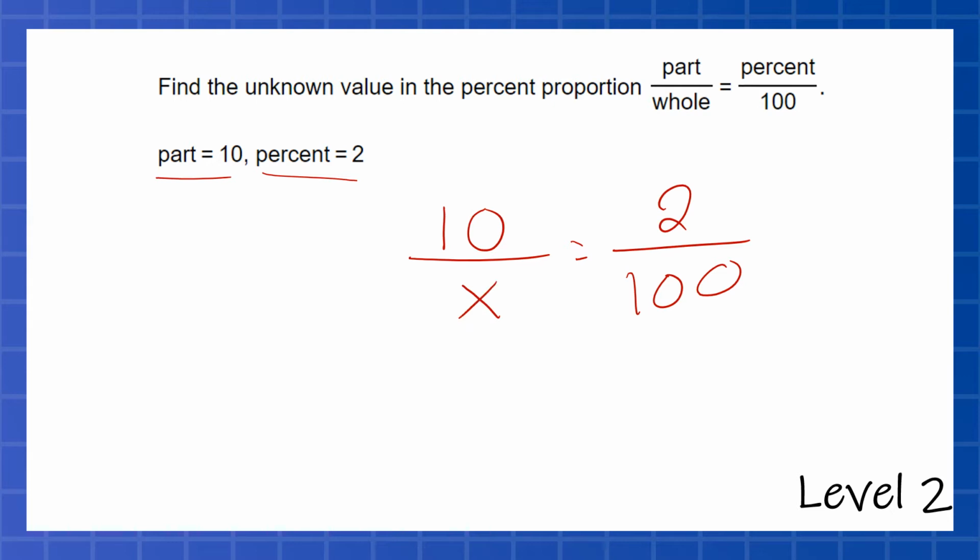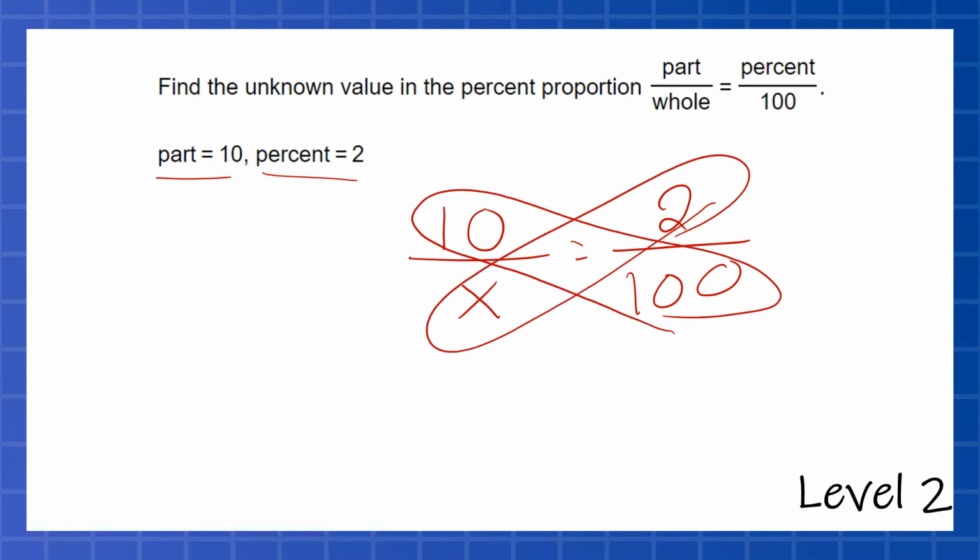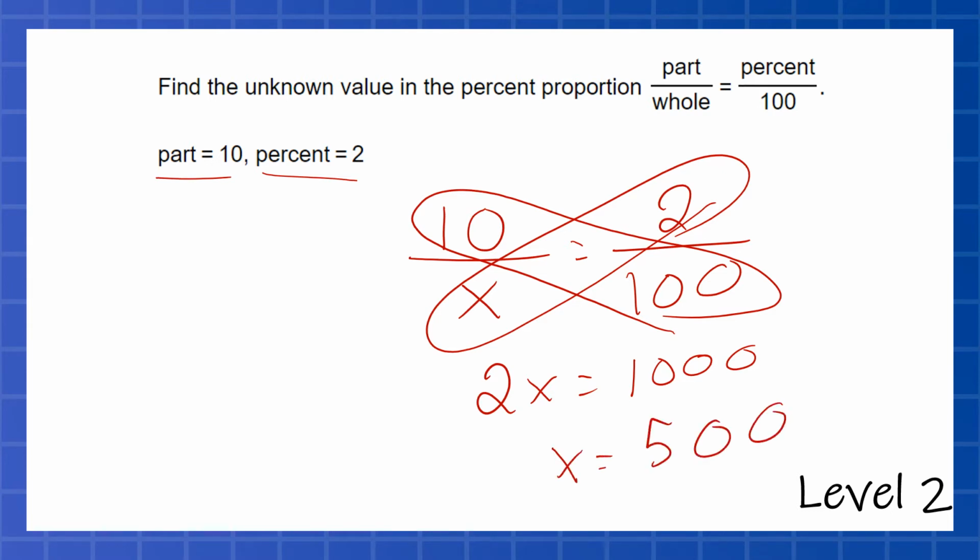And now we're going to solve this proportion like we do any other proportion. I'm going to go ahead and multiply these, and I'm going to get 2x equals 1,000. And then I'm going to divide by 2, and I get x equals 500. So remember, we're multiplying diagonally, the ones that aren't a variable, and then we go ahead and divide by our coefficient there.